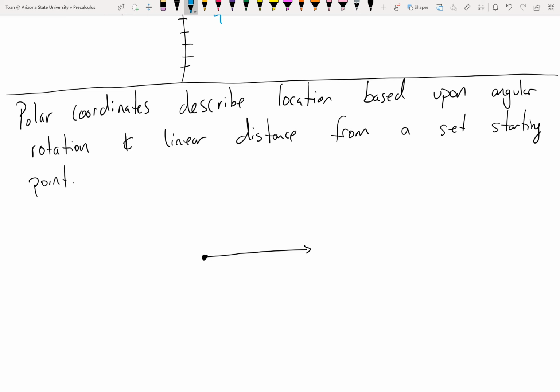So some vocab words here. This is called the pole. You can also call it the origin. I'm not going to be too fussy, a lot of mathematicians do. And this guy right here is called the polar axis. Every measurement starts at the pole and the polar axis.